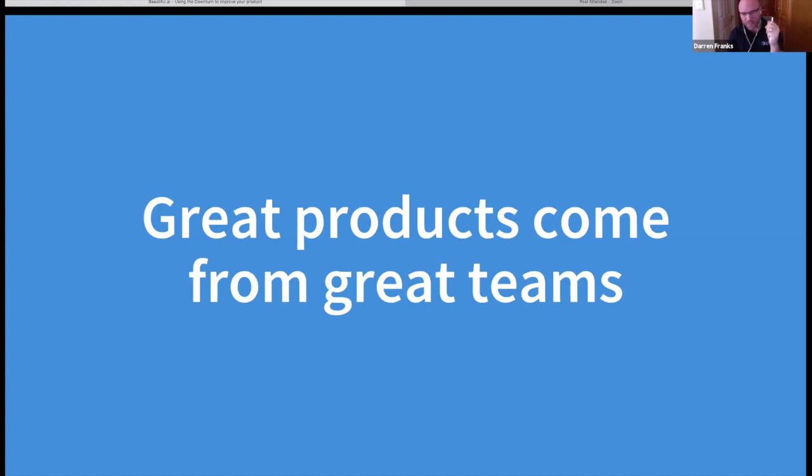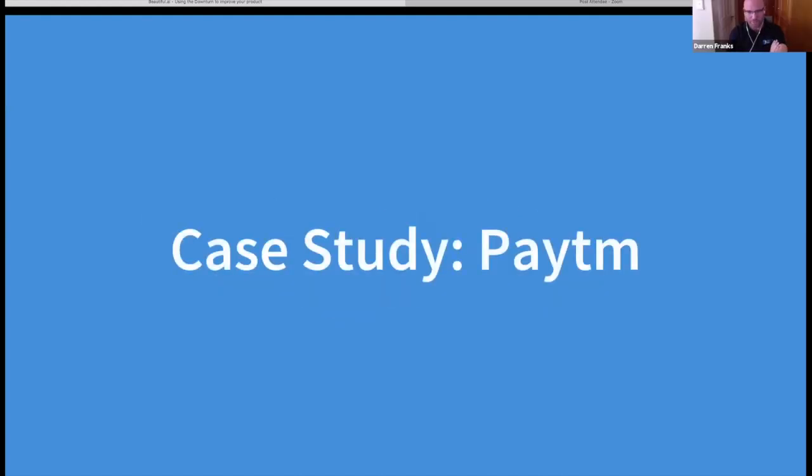So I think it's going to be interesting to see what emerges from this crisis in terms of innovative collaboration products. Okay, we're going to go on to the Paytm case study.